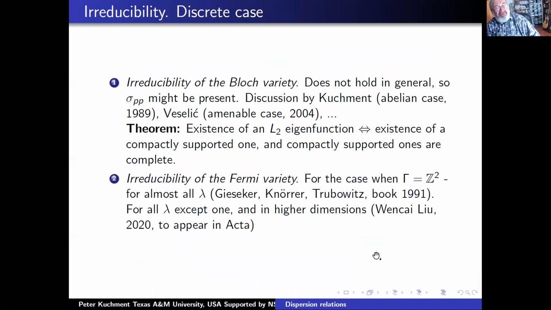Now, what is known in the discrete case? In the discrete case, irreducibility is not true in general, since you can have pure point spectrum. And that's actually more interesting. If you have a pure point spectrum, you have an L2 eigenfunction. In fact, you have compactly supported eigenfunctions, and they generate the whole subspace. I did this in the Abelian case, and Veselić then proved it for amenable group action. So the existence of an L2 eigenfunction is the same as the existence of compactly supported ones. That's strange. I will not talk about irreducibility anymore.